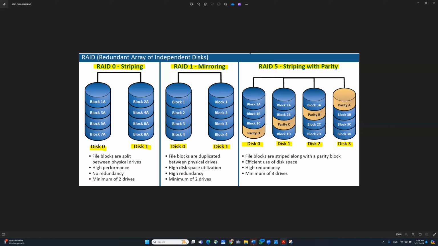So again, RAID stands for redundant array of independent disks, and there are different kinds of RAID. You can actually set up RAID on your computer. You can have two drives, you can have multiple drives, and you can set up the RAID. It depends on what you're looking for.